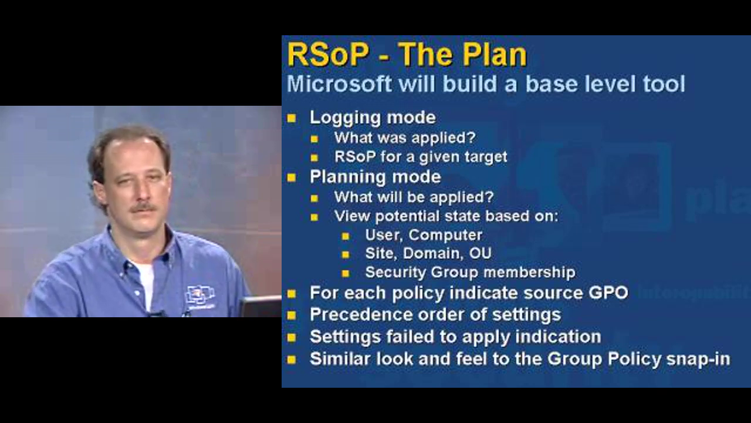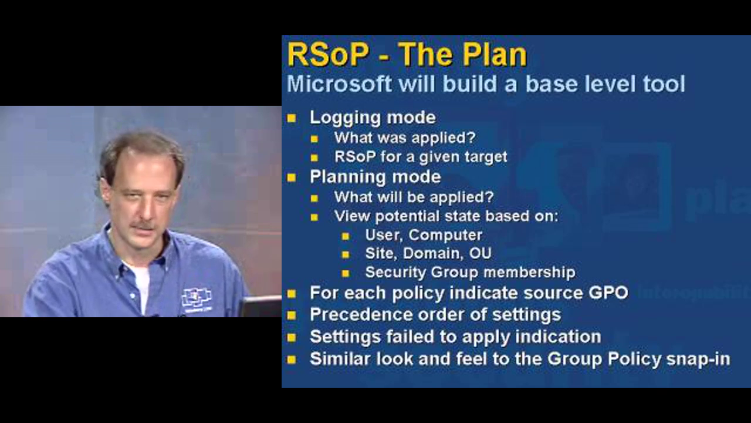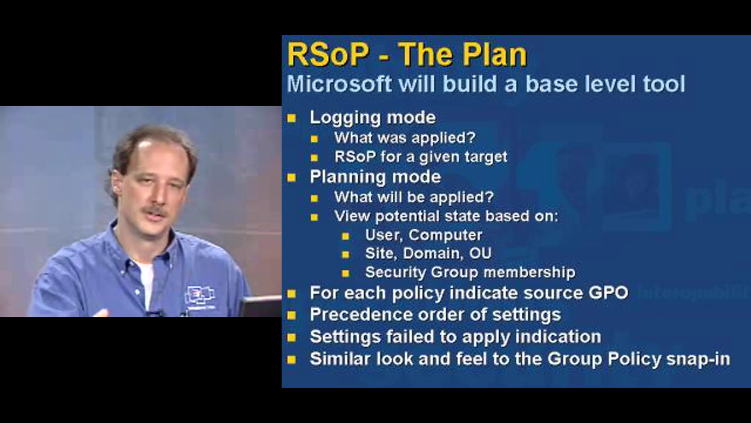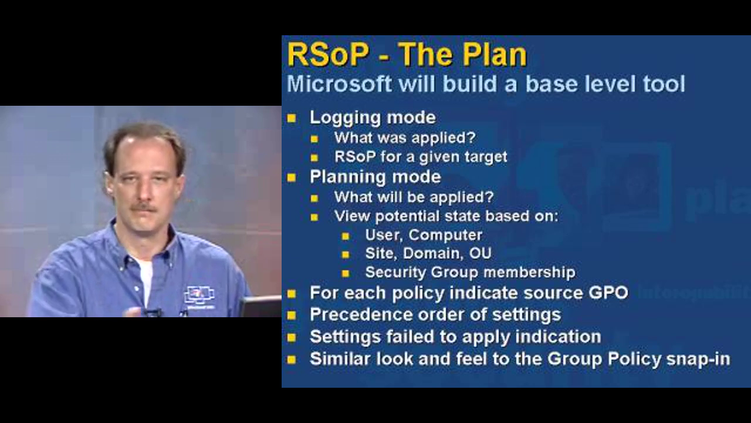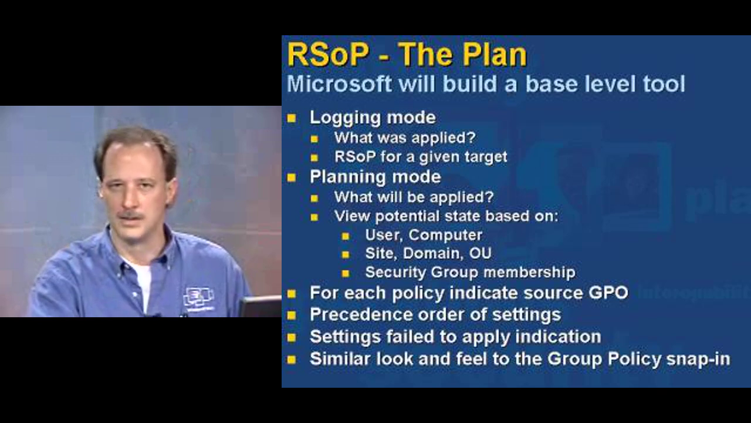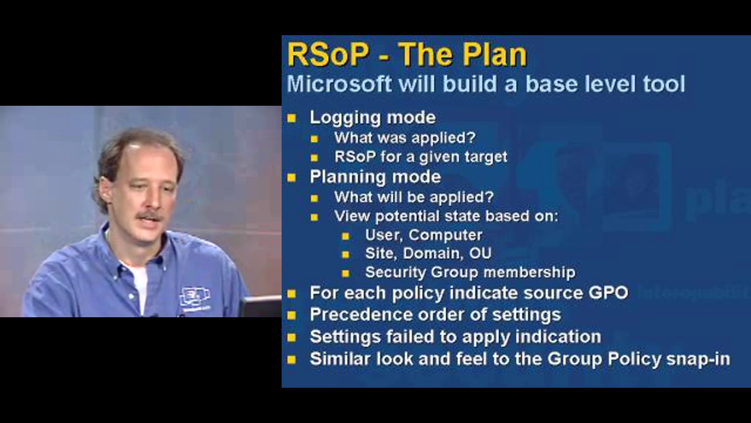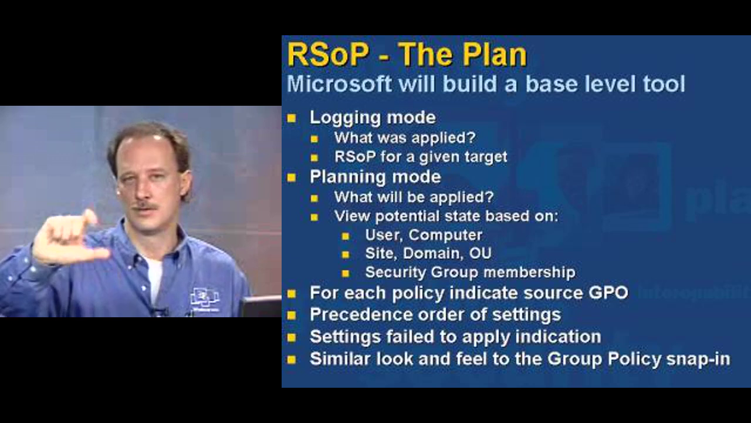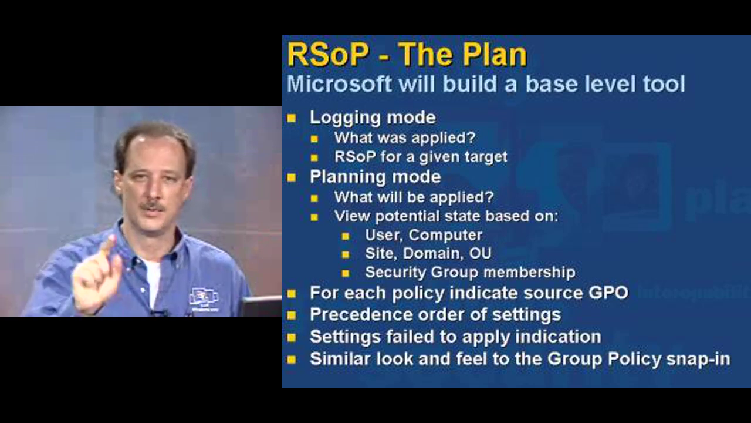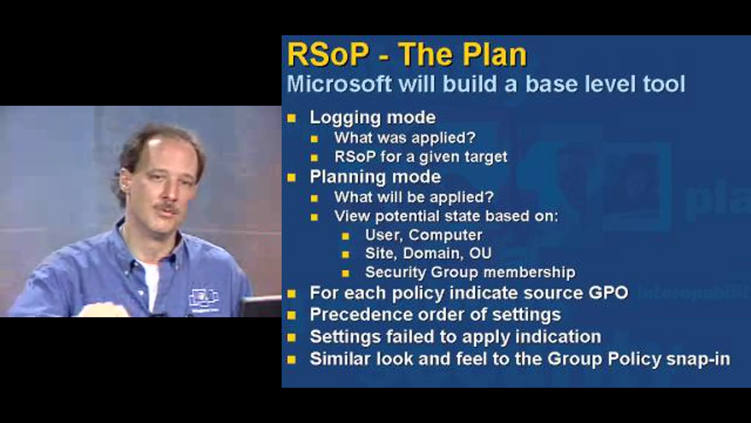To make that a little more real, imagine that I picked a user and a computer, a very specific one. It would understand its current group memberships and give me the resultant set of policy, the GPOs that would apply to each of those. If you wanted to do a what-if, you could say, well, I see that the user is a member of these three groups. What if I removed this one and added this one? And then you say process, and it would come back and tell you what will occur.